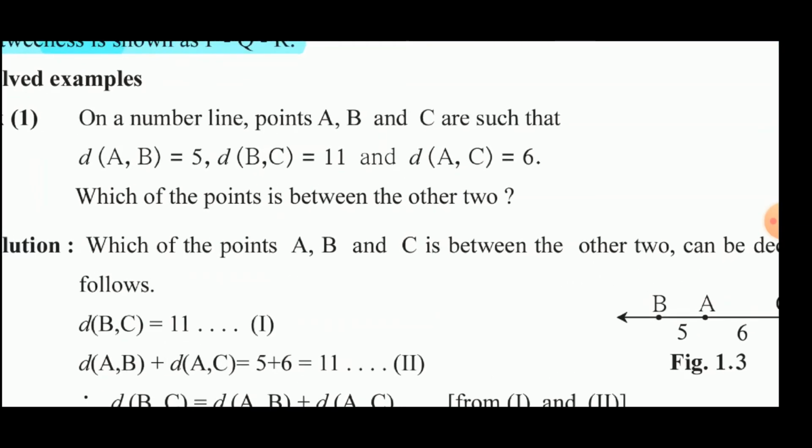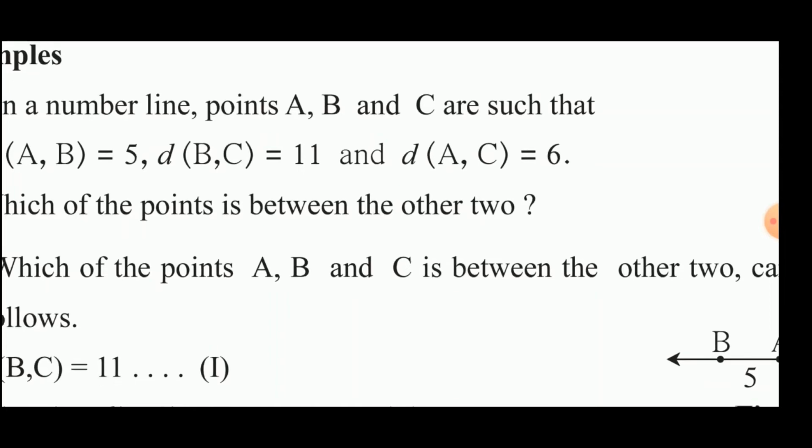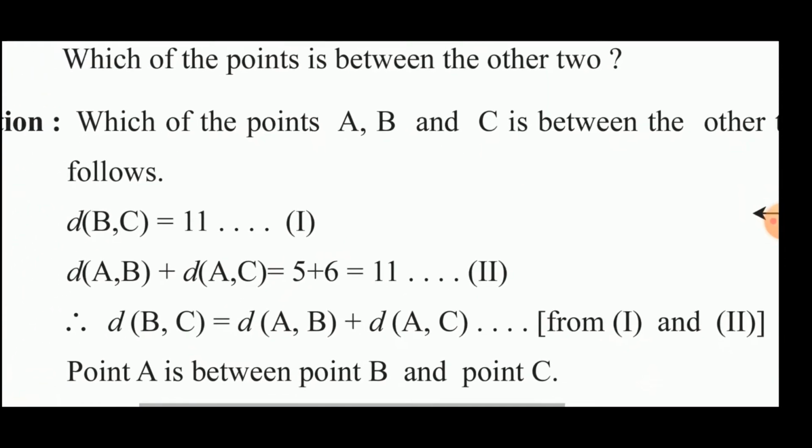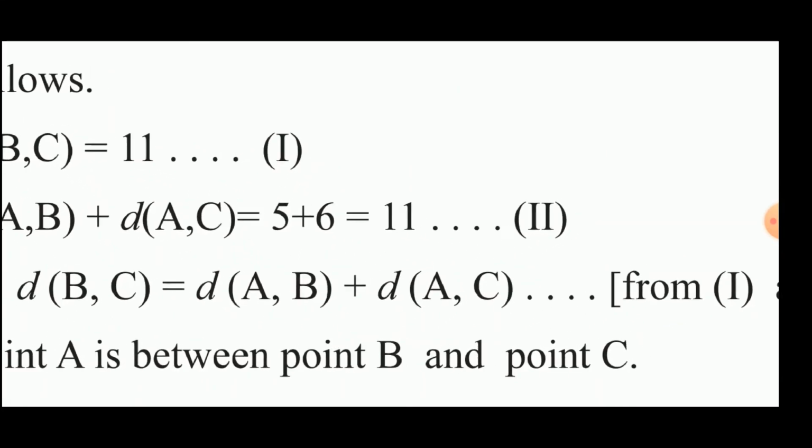Now on a number line, points A, B, C are such that distance AB is equal to 5, distance BC is equal to 5, and distance AC is equal to 6. Which is the point in between the other two? Now we know that distance BC is equal to 11. Take the smaller other two distances and find out their sum, whether it is equal to 11 or not. Now distance AB plus distance AC is equal to 5 plus 6, which is also 11. So what we get? Distance BC is equal to distance AB plus distance AC.